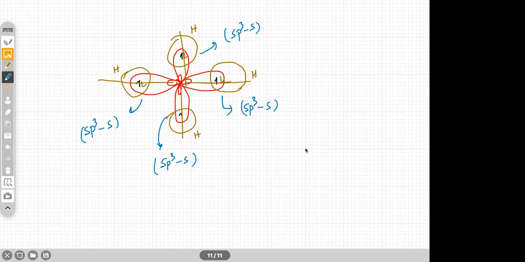No. Hybrid orbitals always have the same energy. Yeah, before they hybridize, fine. Before they hybridize, they have some difference in energy. So there only they mix and form the identical energy orbitals. But the difference is not that great. Understood?